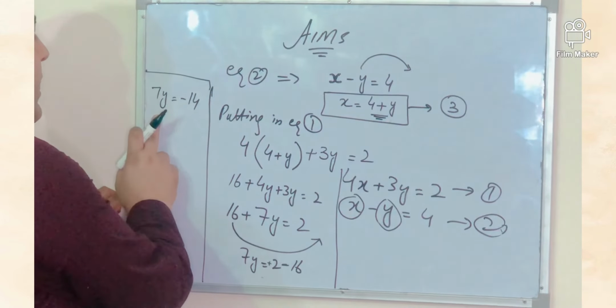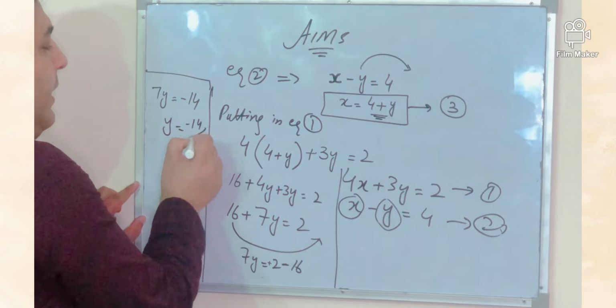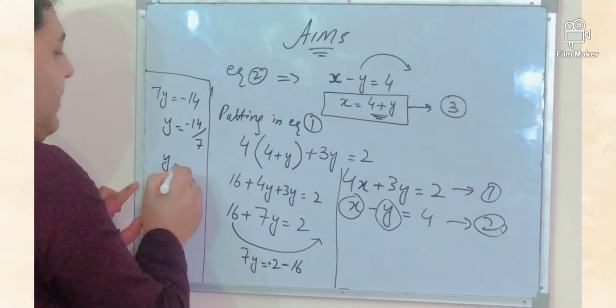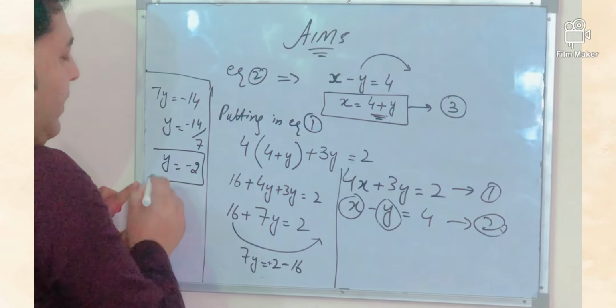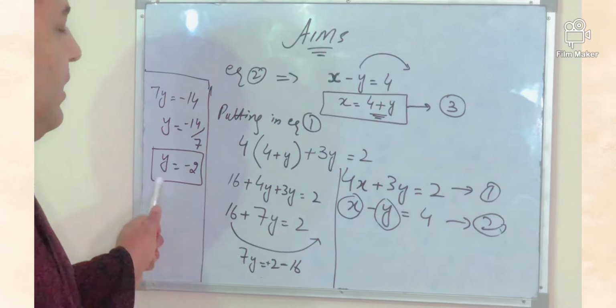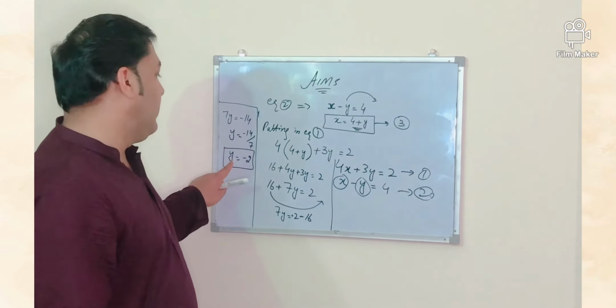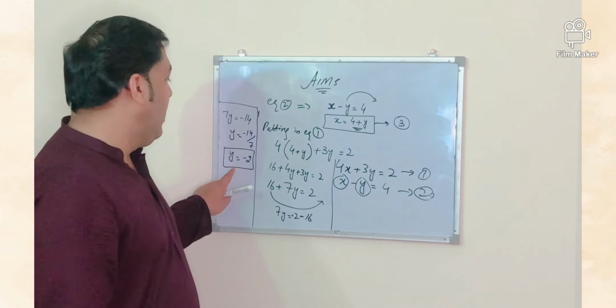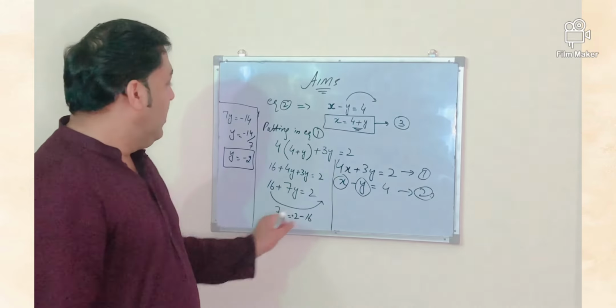This 7 is multiplying here. I will move it to the other side, where it will be divided. So I will be left with 7. When I simplify, I will be left with y equal to minus 2. So now we received the value of one variable. This was an unknown. Now we have to find the other unknown variable, which is x.